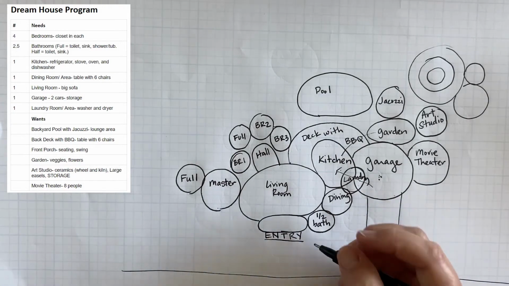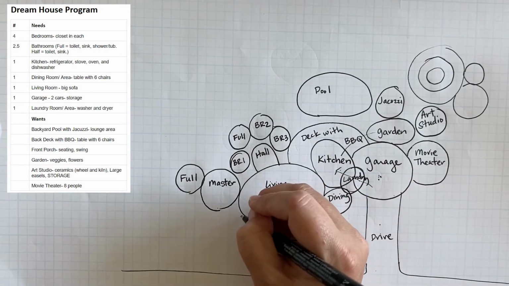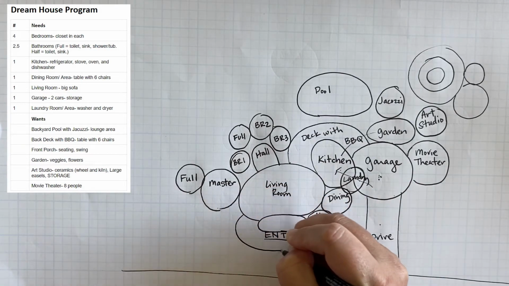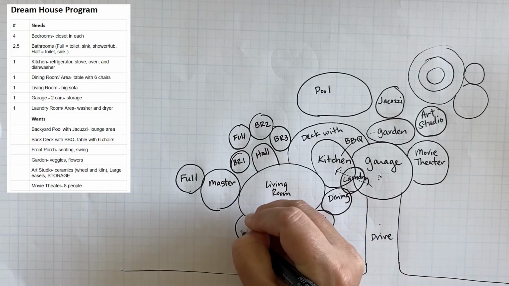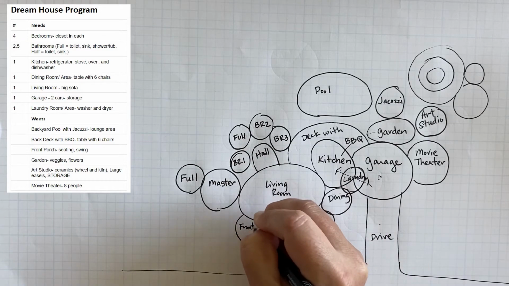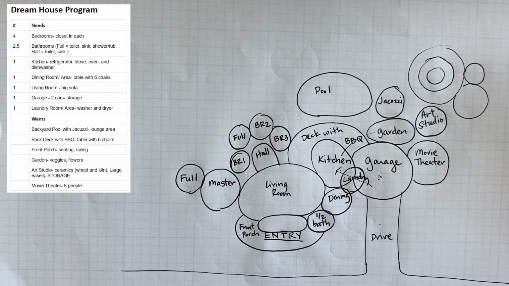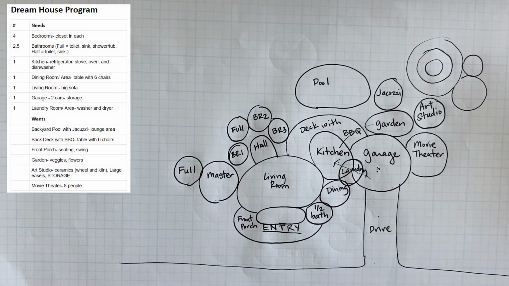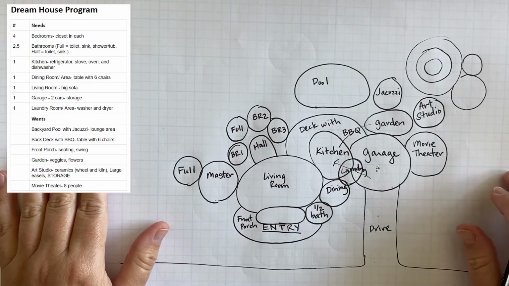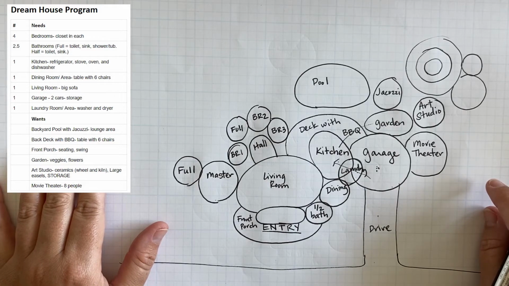My front porch, I almost forgot. My front porch is just gonna wrap around my entry. Like that. So now I have my bubble diagram done, and I can use this bubble diagram to start my first schematic floor plan, which we'll do now.